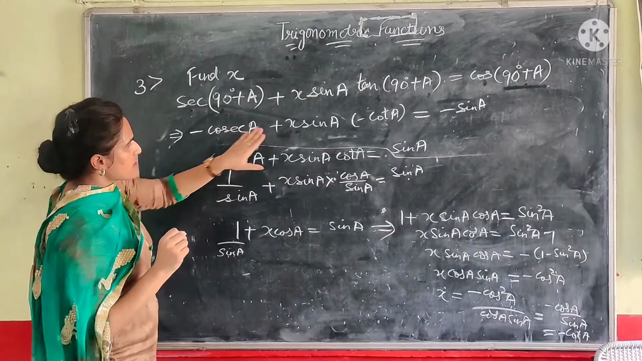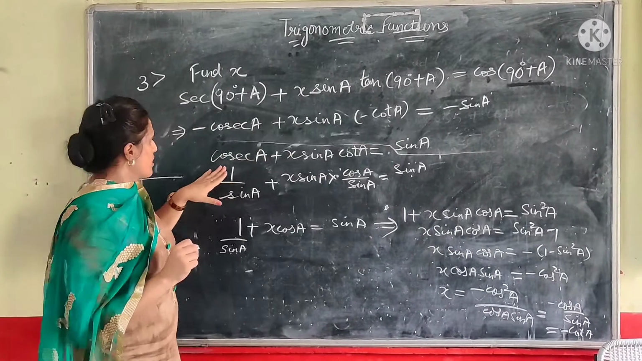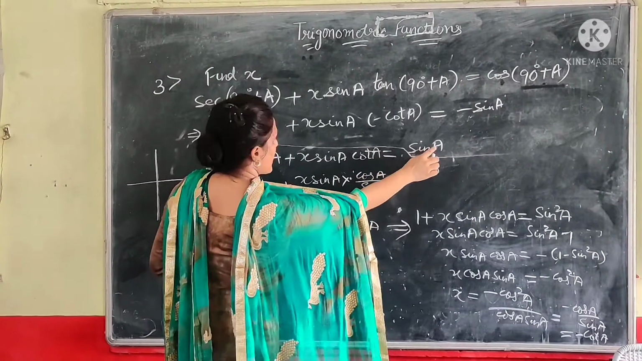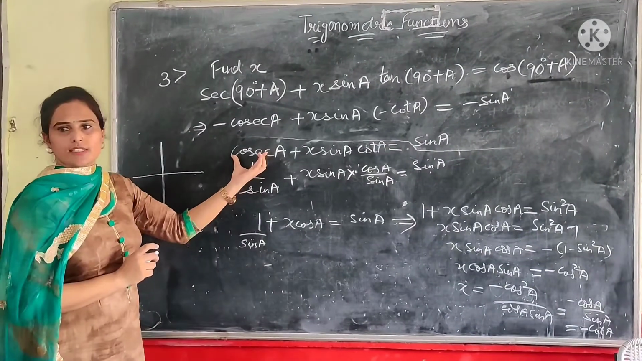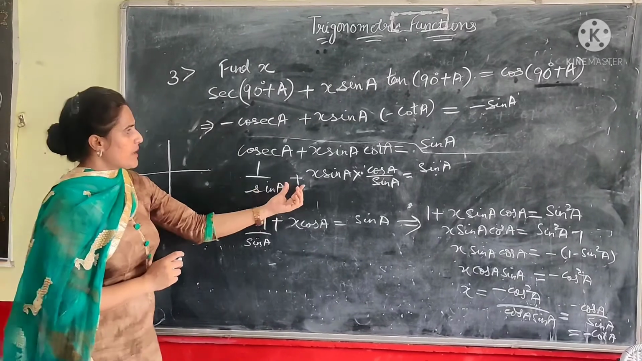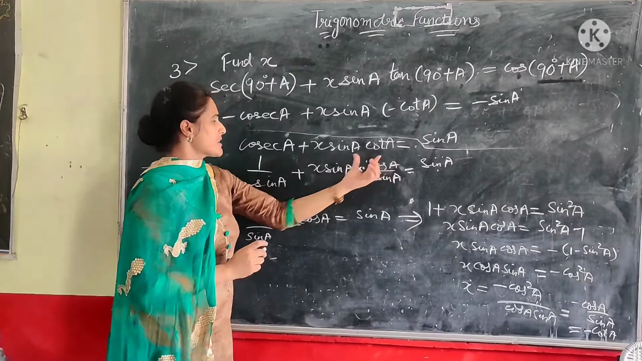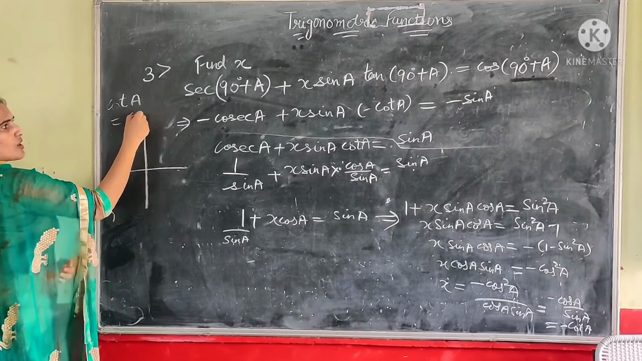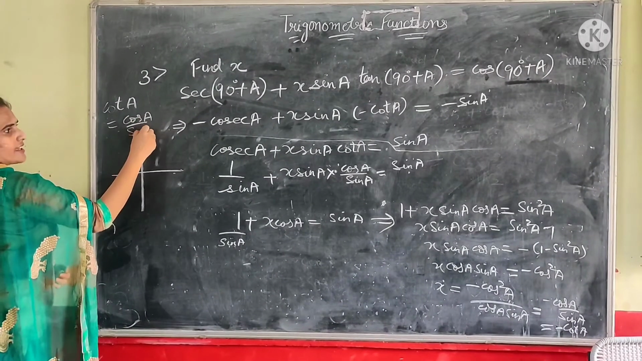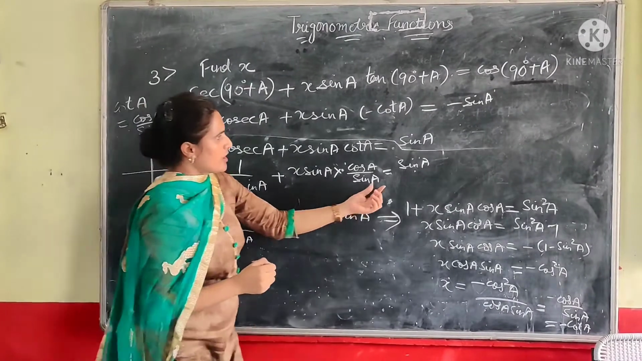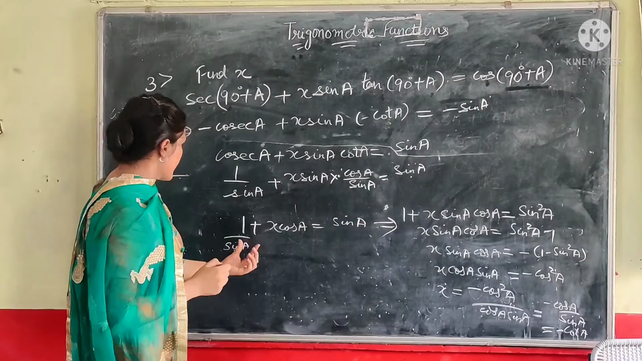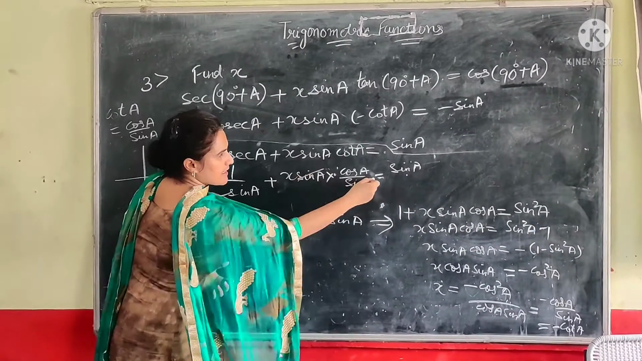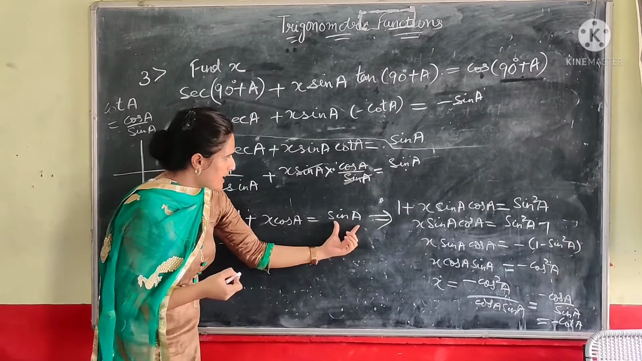Now taking minus common from all, cosecant a plus x sin a and cot a is equal to sin a. Now cosecant is equal to 1 over sin plus x sin a and cot a is equal to sin a. Cot a is equal to cos a over sin a. Now 1 over sin a plus x cos a, this sin cancel, is equal to sin a.